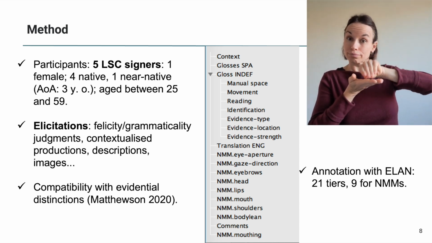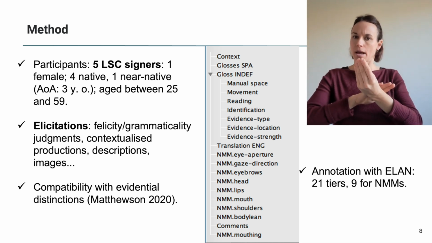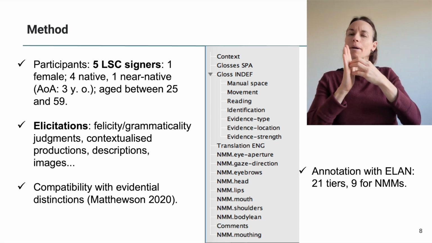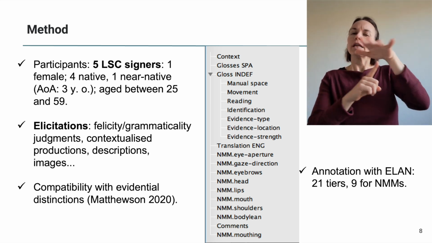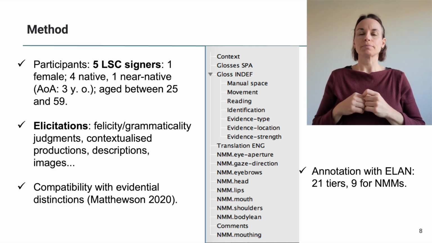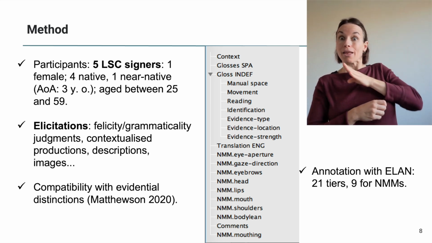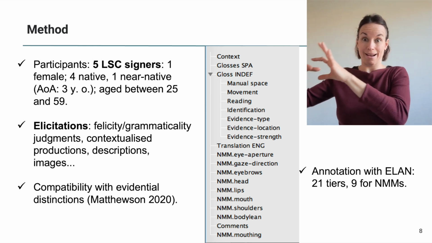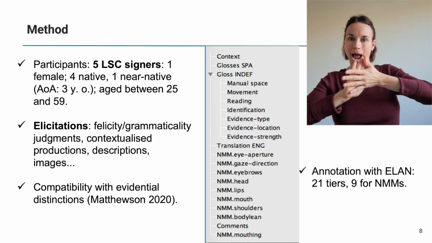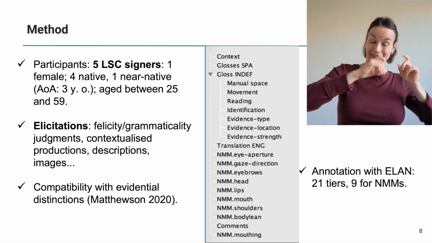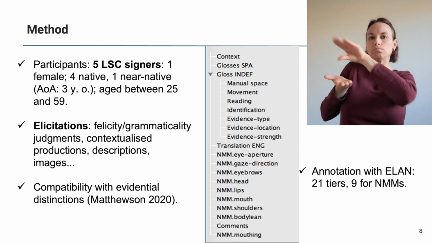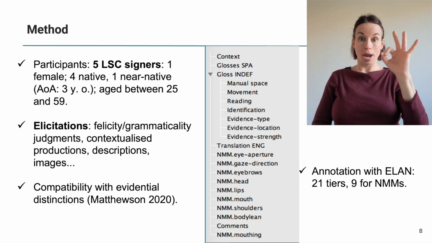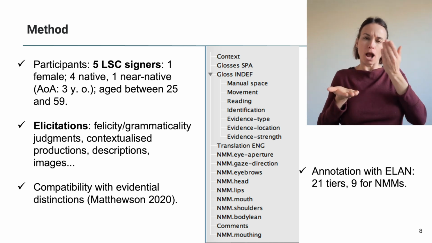The data for this study was collected from 5 deaf signers of Catalan Sign Language using a combination of direct elicitation techniques. These included, among others, felicity judgments, contextualized productions, and descriptions. And to determine whether source of knowledge, so evidentiality, and level of certainty, that is, epistemicity, correlated with the specific combinations of manual, spatial, and non-manual elements, we also examine the different dimensions of meaning that evidentials might encode, which have been described in the work by Mathewson 2020. So basically, in the elicitations, we discussed whether the productions were compatible with the different evidential restrictions.